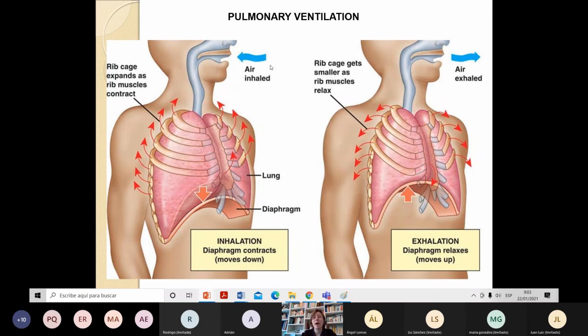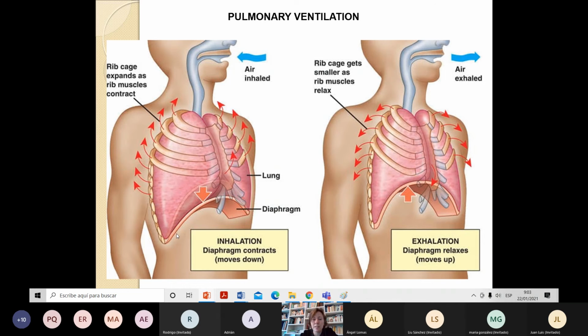I can open my mouth as much as I want, but the air will not get in unless I create a negative pressure in my body. How do I create this negative pressure? It's like in a syringe doing this movement. So you put the air inside this syringe when you pull it downward. Well, we need to do the same in our respiratory system. We need to create this negative pressure so air moves in.